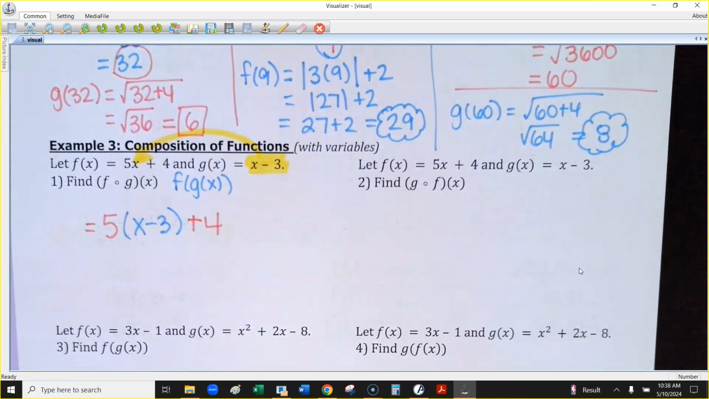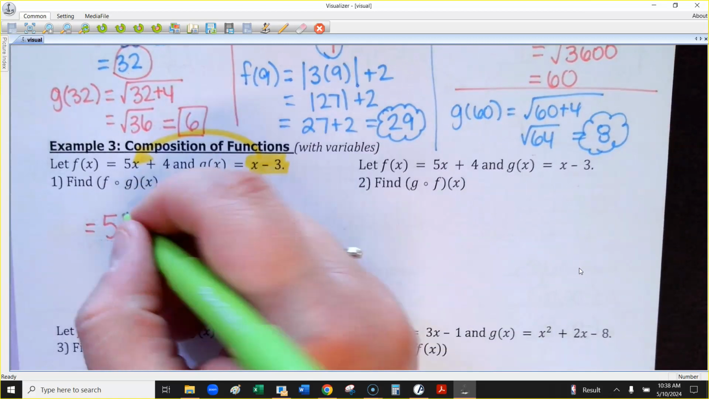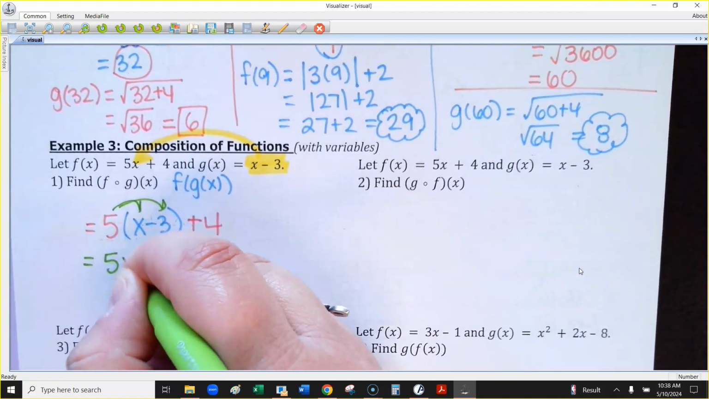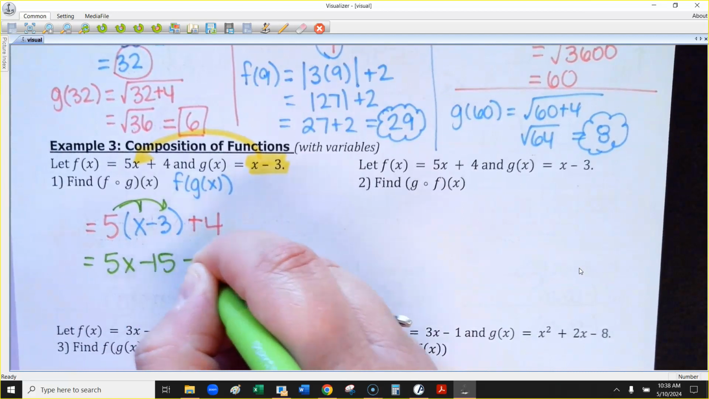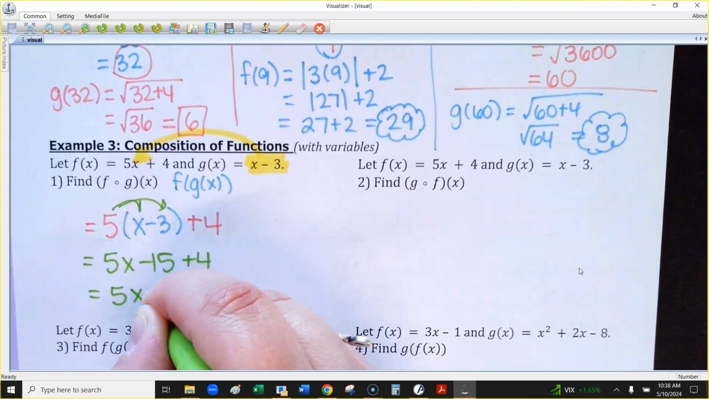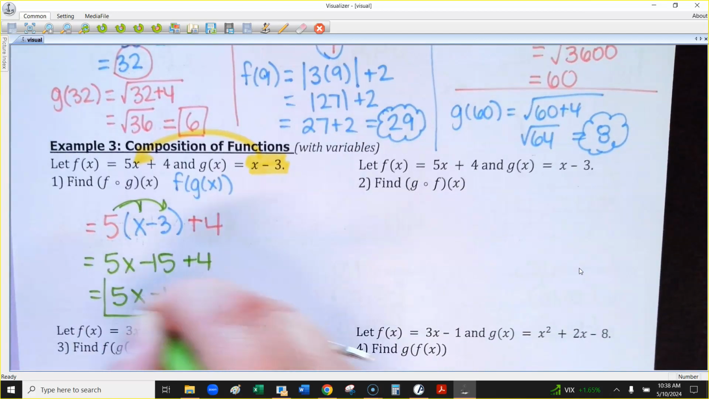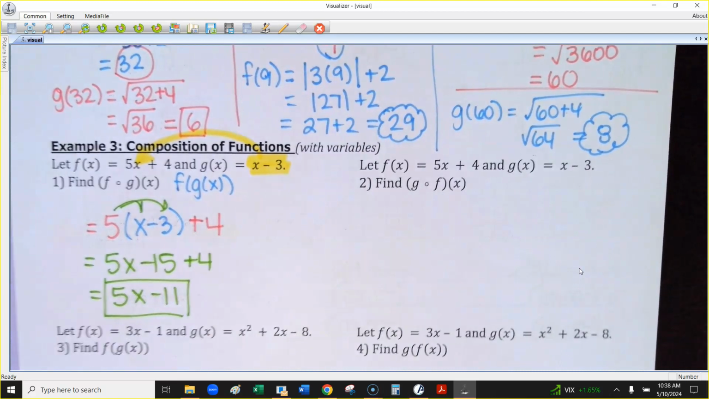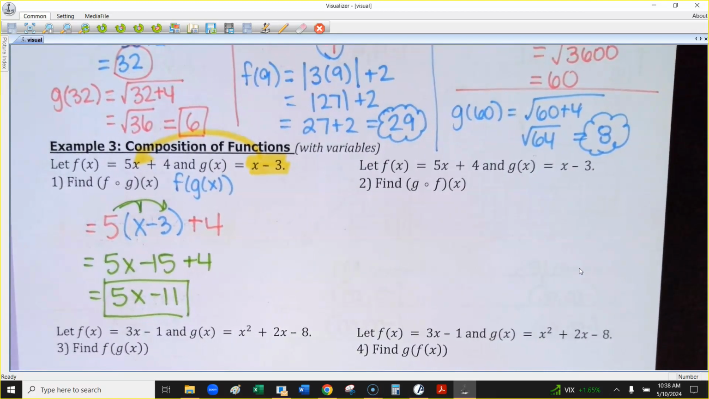This is a little different than what we just did because this will probably, unless it's some weird fluke thing, have a variable in the answer. So just simplify this like you would normally simplify something. So just a little distributive property, so 5x minus 15 plus 4. So this would simplify to be 5x minus 11, and that expression would be your answer. If you plug variables in, your answer is going to have variables in it. It's not going to simplify to be a number.